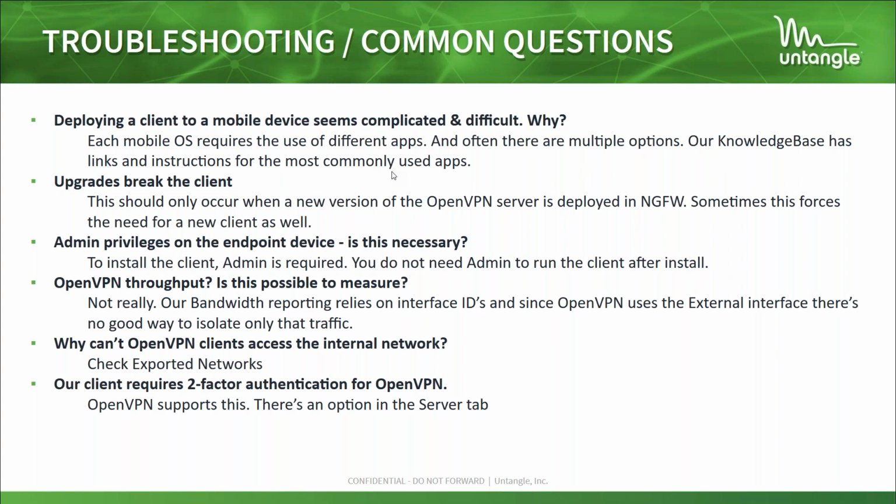Okay, deploying a client to a mobile device seems complicated and difficult. Why is that? Well, to put it simply and bluntly, it's because each mobile OS uses different apps. You can't get TunnelBlick for Android. It doesn't exist. And that's honestly the most direct, simple answer to that question: each OS uses different apps to connect with OpenVPN.